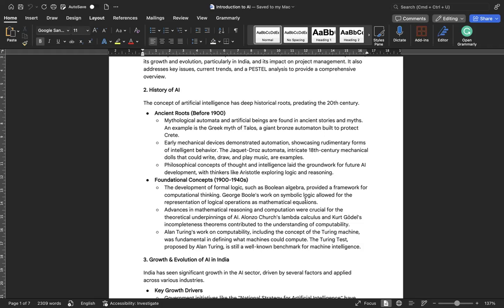And the third point is Alan Turing's work on computability, including the concept of the Turing machine, which was fundamental in defining what machines could compute. The Turing test proposed by Alan Turing is still a well-known benchmark for machine intelligence as well. These are the examples we can provide. So that's what we have under the history of AI when it comes to project management. Now, how did the growth and evolution happen in India?